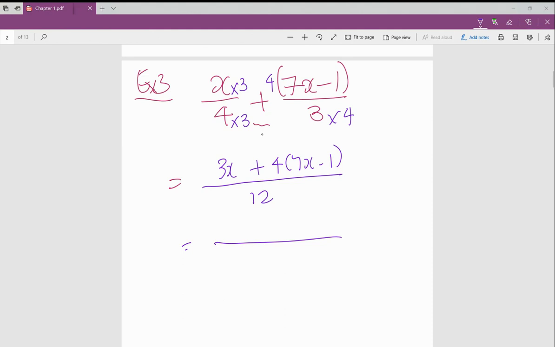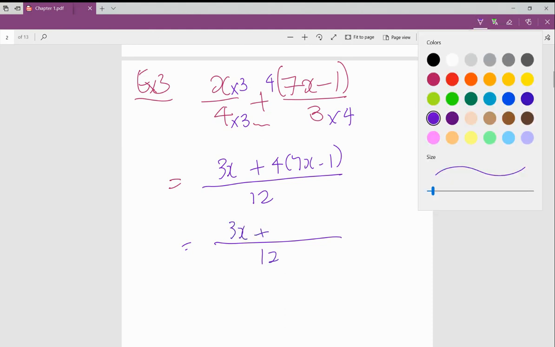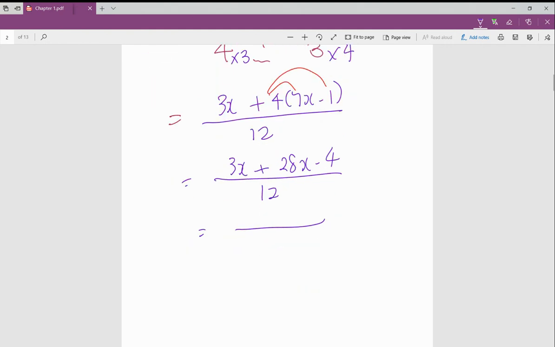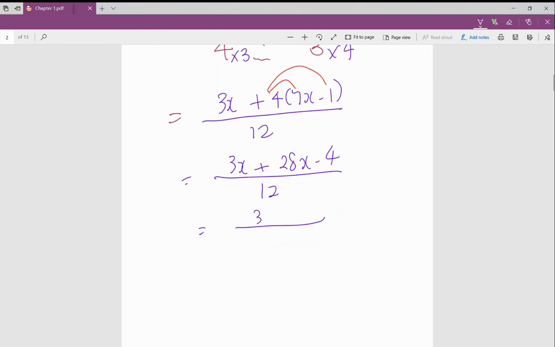So if I were to expand this further, I have 3x plus. Remember, whenever you expand a bracket, you need to multiply for both sides, and this becomes 28x minus 4. 3x plus 28x is actually 31x minus 4 over 12.